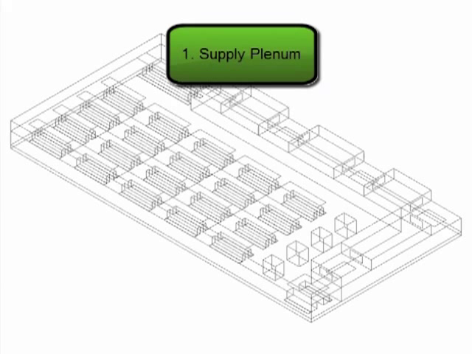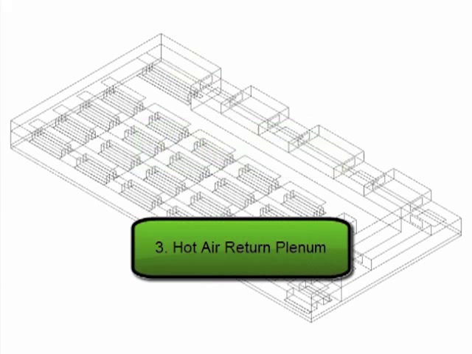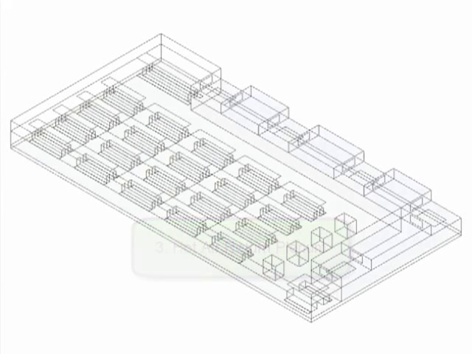First, the supply plenum, which is also called the raised floor plenum. Second is the main data center space, which contains all the racks and other electronic components. And third is the return plenum, through which the hot air goes back to the air handling units.